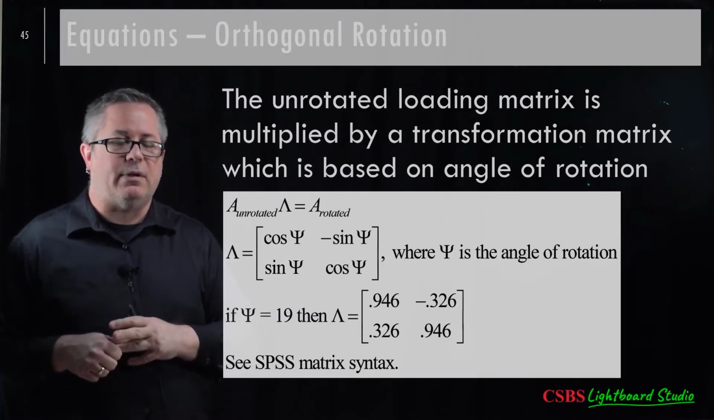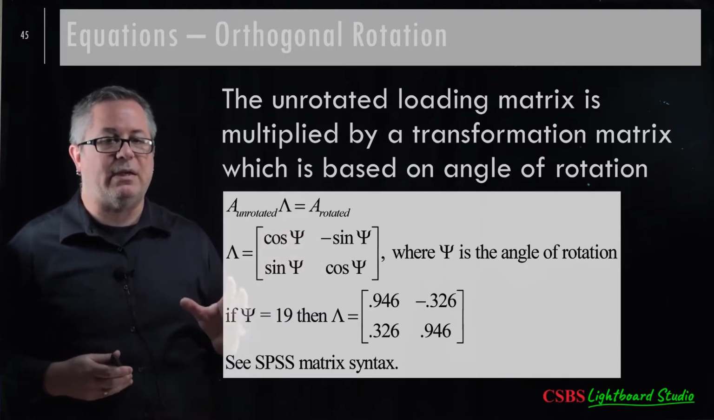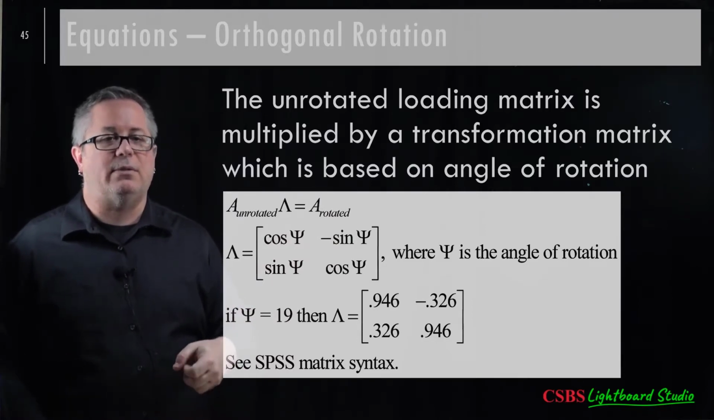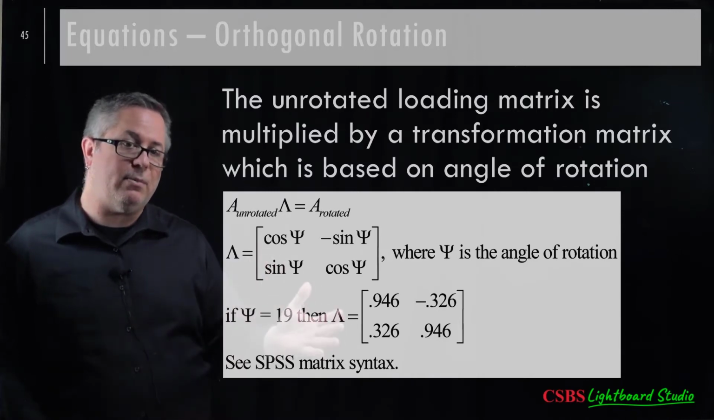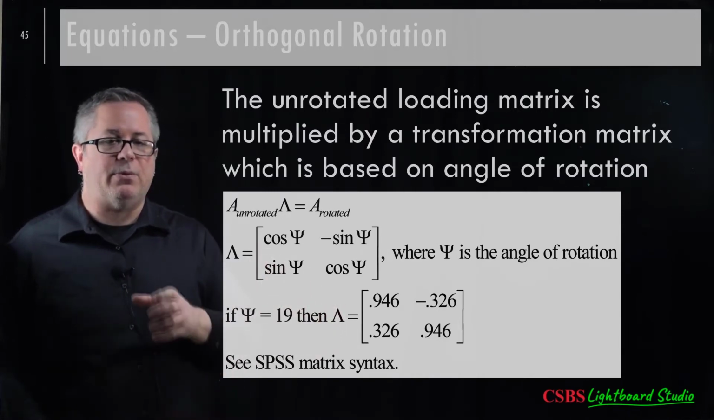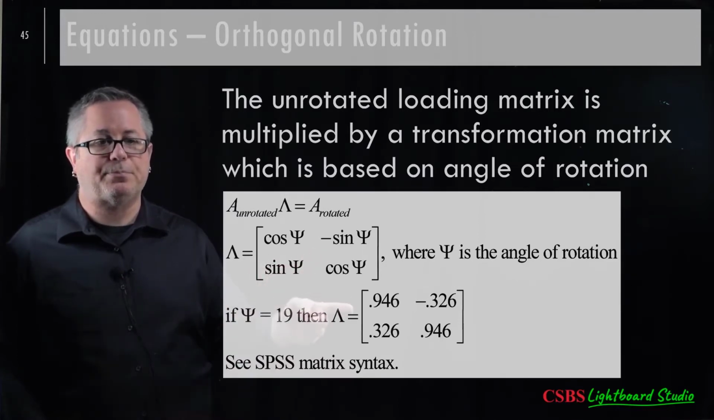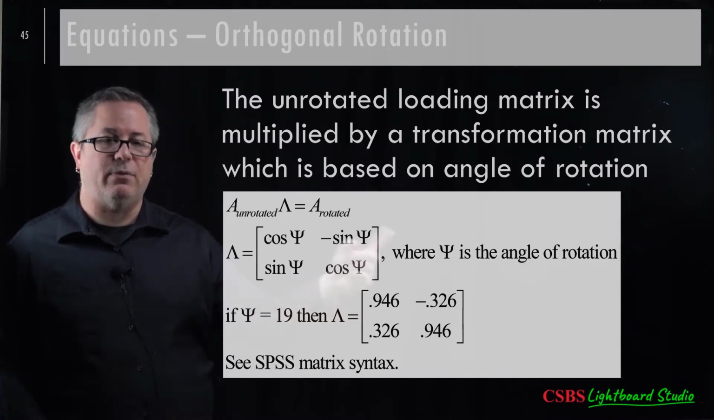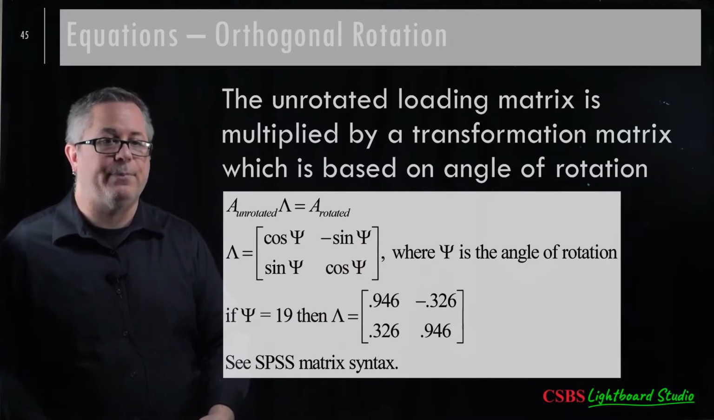All right. Again, you don't need to know the sine, cosine, all this stuff. I'm not going to test you on those things. But you could have a question like, how do we convert an unrotated matrix into a rotated matrix? You take the unrotated matrix, multiply it by this transformation matrix, and that will give you the rotated matrix. That's the takeaway here.